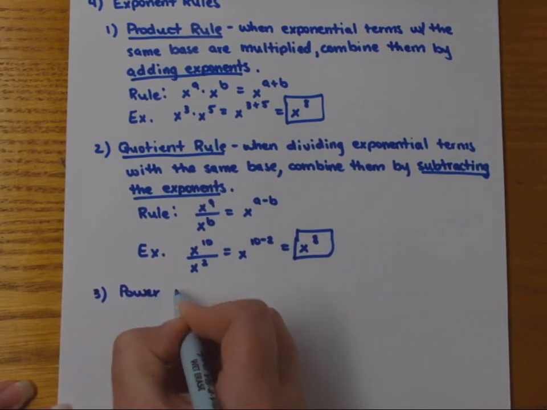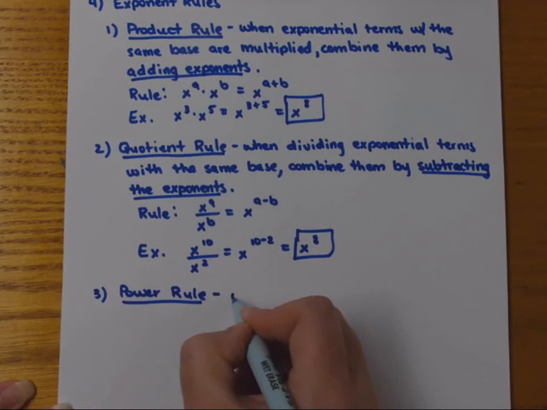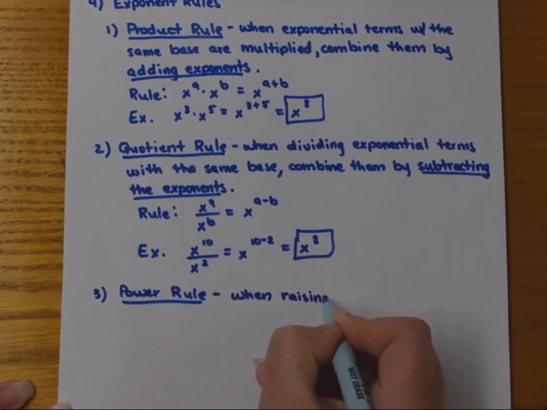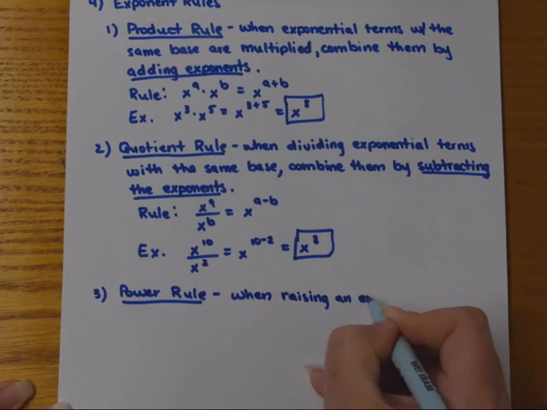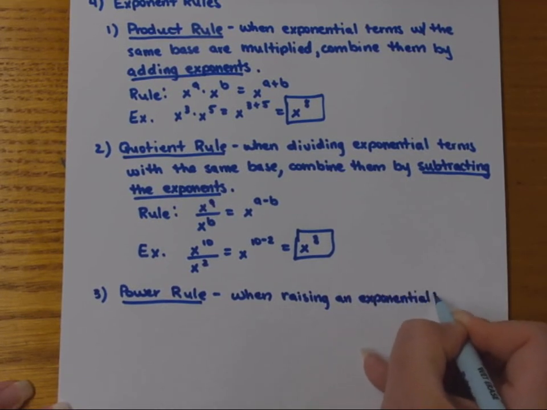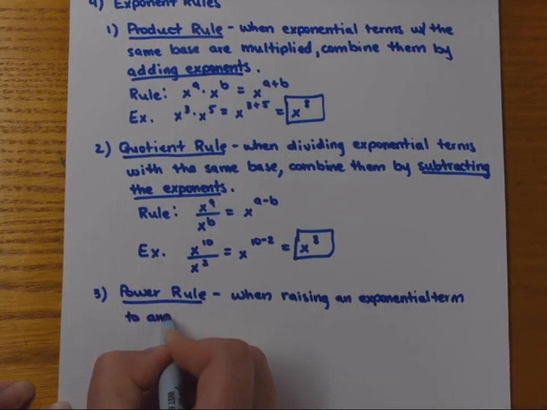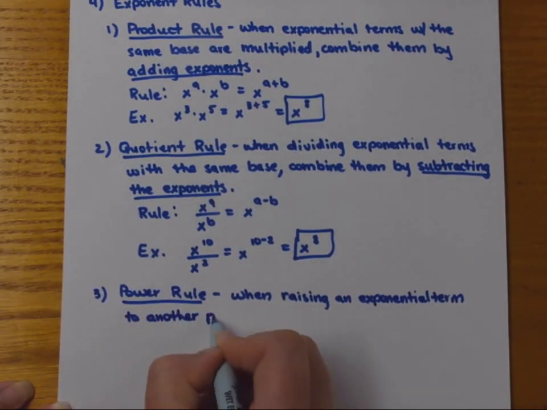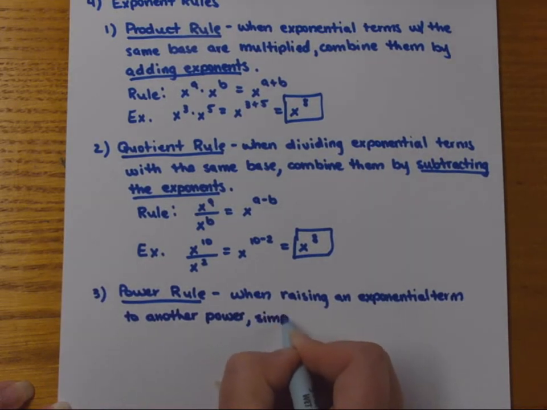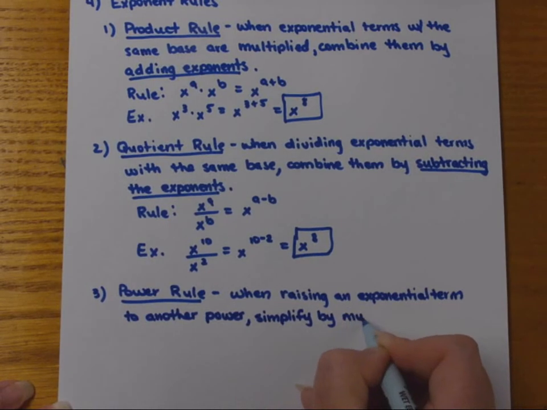Last but not least, we have the power rule for exponents. This just says when you're raising an exponential term to another power, you're going to want to simplify by multiplying the exponents.